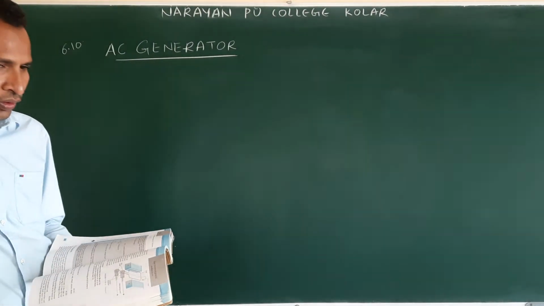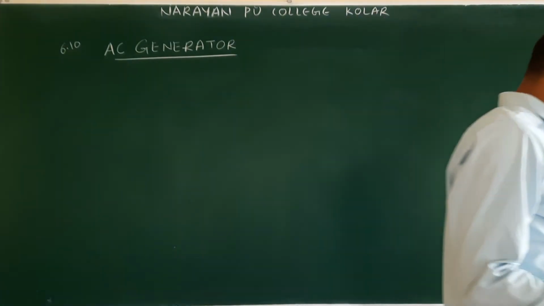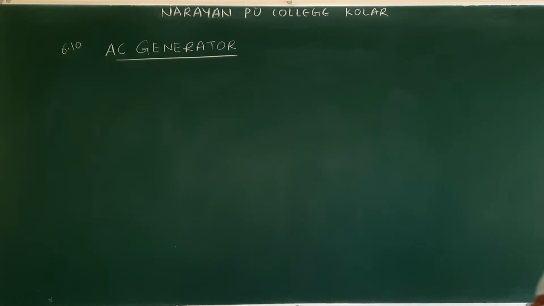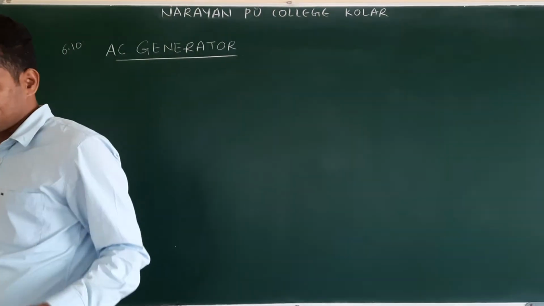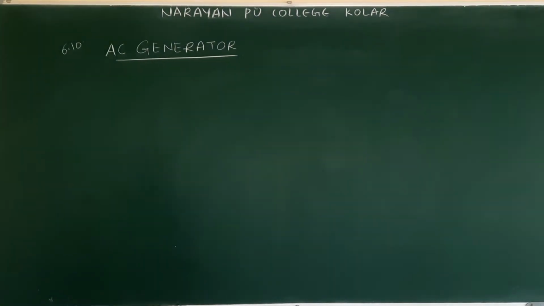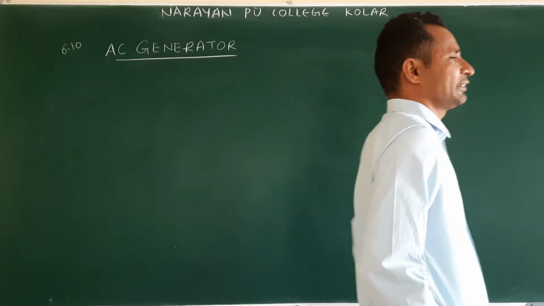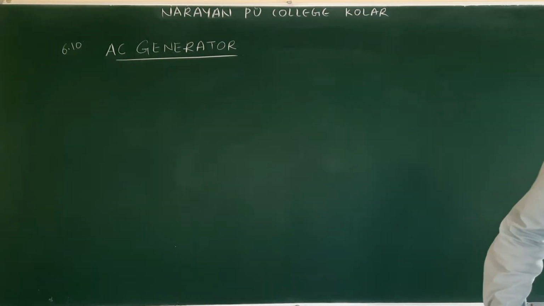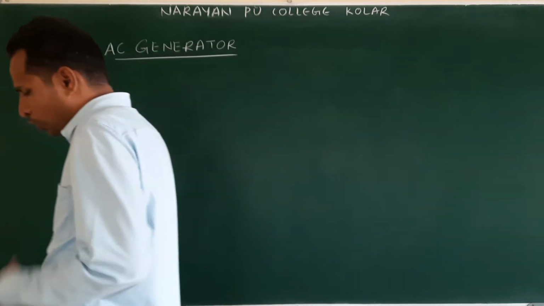Clear? Now we will see how it works. What is the principle of AC generator? Why is this called AC? AC means alternating current. Generation, device which generates. Clear? Okay.